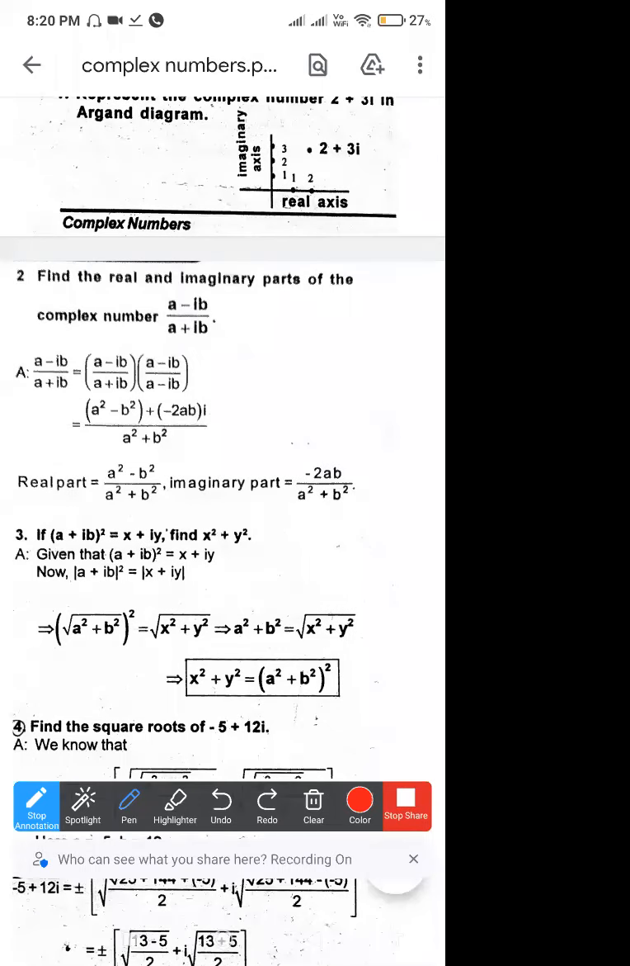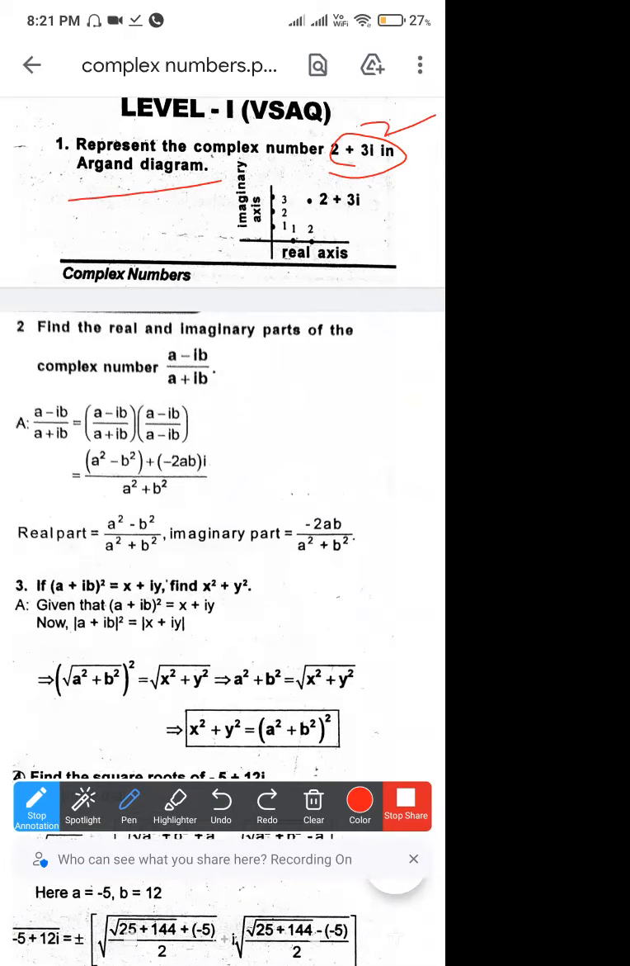Now, VSQs, 2 mark question. Represent the complex number 2 plus 3i in graph paper. So if they give you such type of question, I already told you x-axis is your real axis, and y-axis is your imaginary axis. So on x-axis you have 2 and on y-axis you have 3i. So the point will be 2 plus 3i.